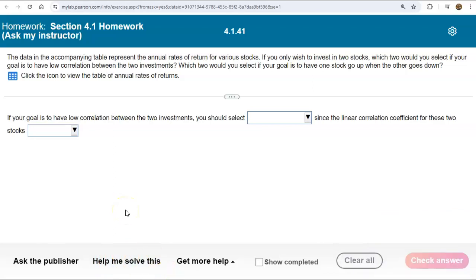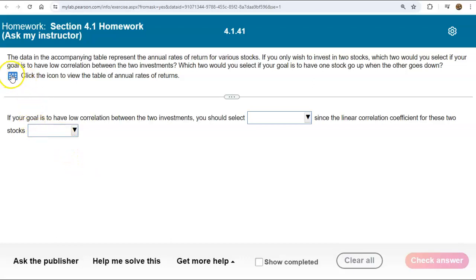Okay, so the problem says the data in the accompanying table represent the annual rates of returns for various stocks. If you only wish to invest in two stocks, which two would you select if your goal is to have low correlation between the two investments, and which two would you select if your goal is to have one stock go up when the other goes down?